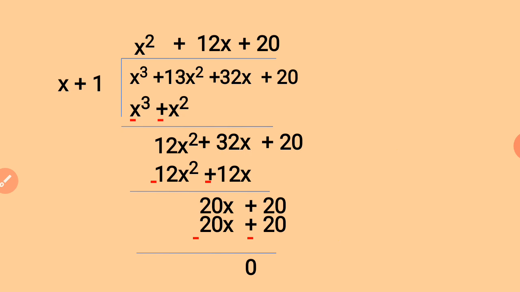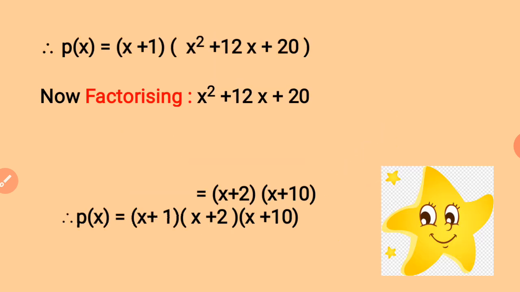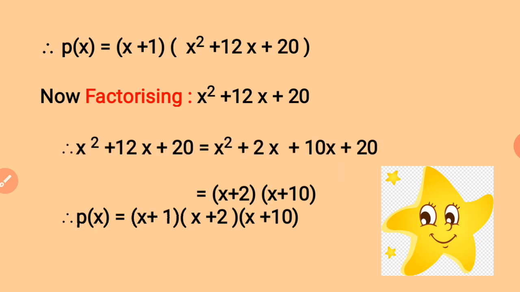Further, we will be factorizing the quotient, and after factorizing the quotient, you will get the other two factors. So let's try, and the method to be used is splitting the middle term method. Use it and you get the quadratic polynomial as x plus 2, x plus 10. So finally we can say that p of x is equal to x plus 1, x plus 2, x plus 10. This is the method to be used. There is one more sub question. You can try it on your own.